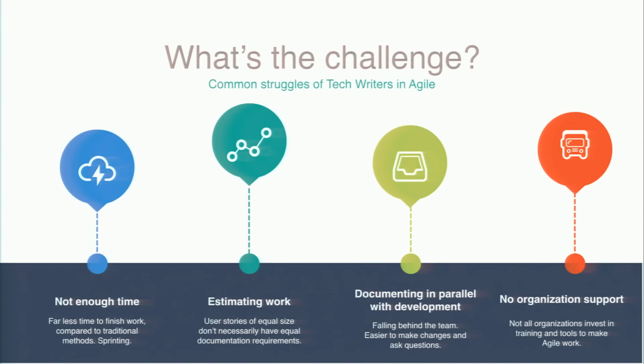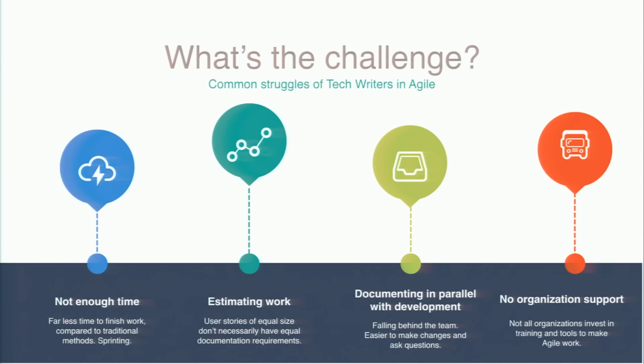Documenting in parallel with development. So this is probably one of the hardest ones. So for all of those tech writers in Agile teams, would you agree that this is one of the hardest ones? That documenting in parallel, so in the same cycle, to have documentation ready for the feature developed at hand. It's really hard because you don't want to hold back the team, because then you're just a blocker.